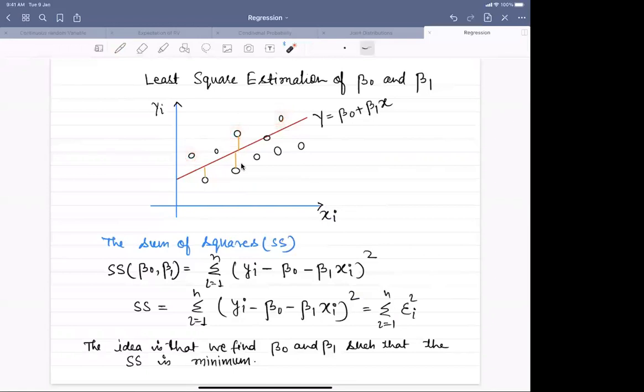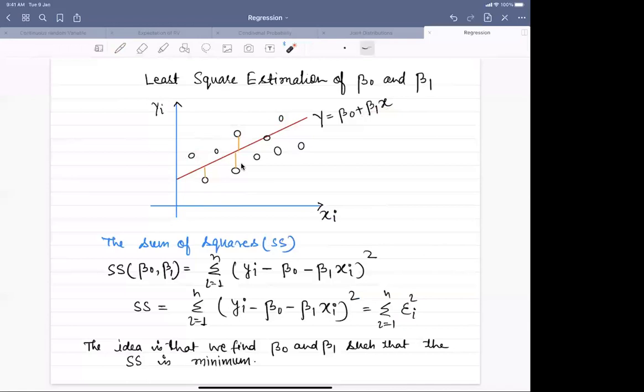Suppose these are your observations. Again, we have variables x and y, a scatter plot, and then we are looking for a line which explains this variation very well. I'm sorry that I have not drawn this line perfectly somewhere in the center, but it shows that we are looking for a line which minimizes the sum of squares.